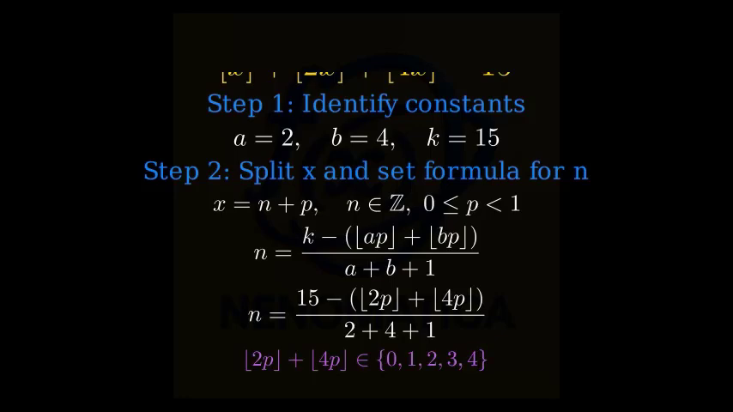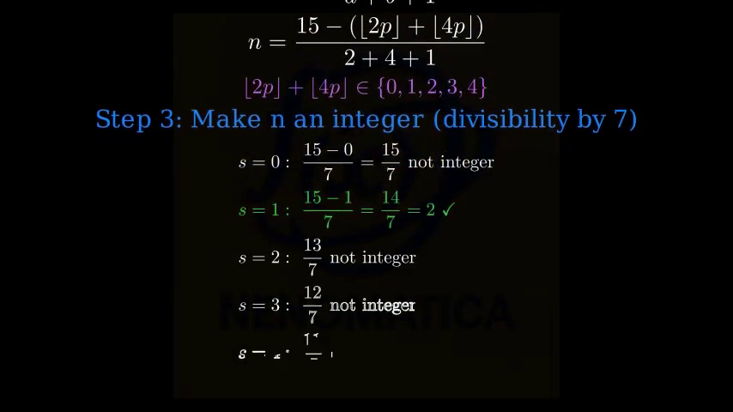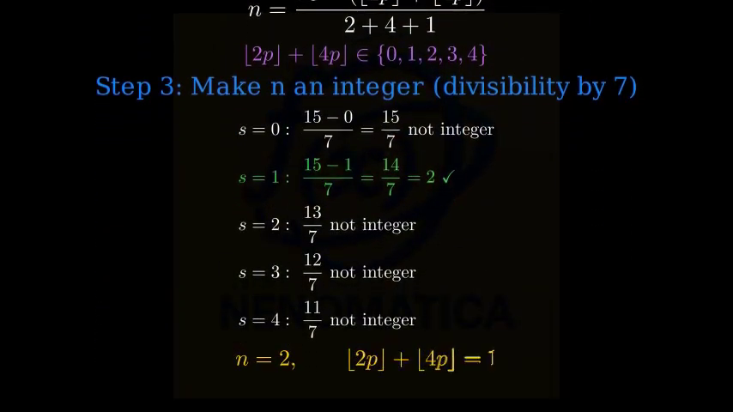n equals k minus the sum of floor of ap and floor of bp, all divided by a plus b plus 1. Step 3. We need n to be an integer. The denominator is 7, so the numerator must be divisible by 7. That means 15 minus the sum must be a multiple of 7. Testing sum 0 through 4. The value 1 works because 15 minus 1 equals 14, and 14 over 7 equals 2. So n equals 2, and the sum of floor of 2p and floor of 4p equals 1.